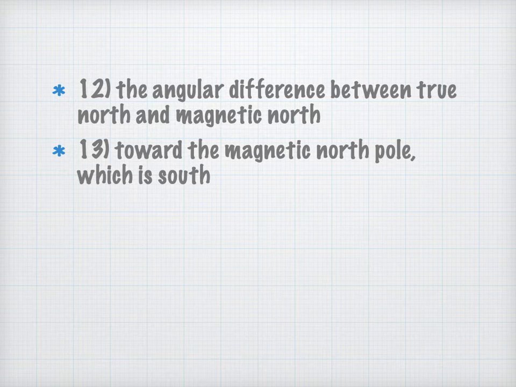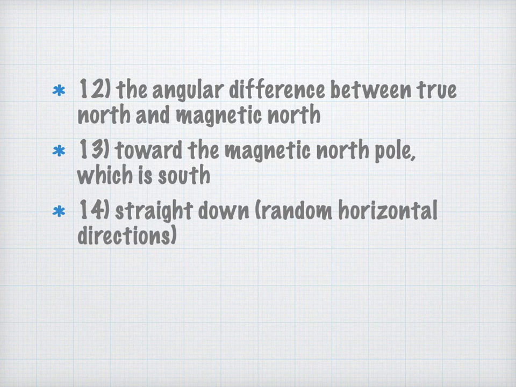Number 14 asks, what direction does the north-seeking end of a compass point when the compass is placed at the north magnetic pole? And the answer is, well, technically straight down, but in practicality, it just points randomly in horizontal directions because, if you have a compass, it can't point itself downward. But it's being drawn towards straight down, so it just kind of goes whichever direction.